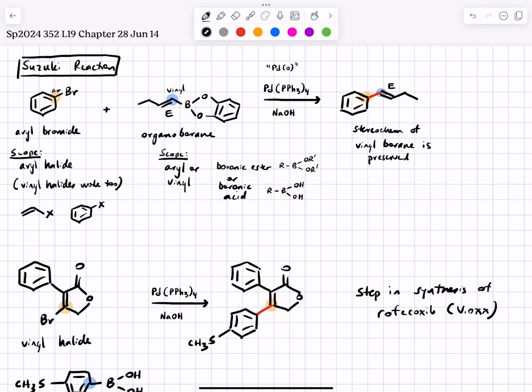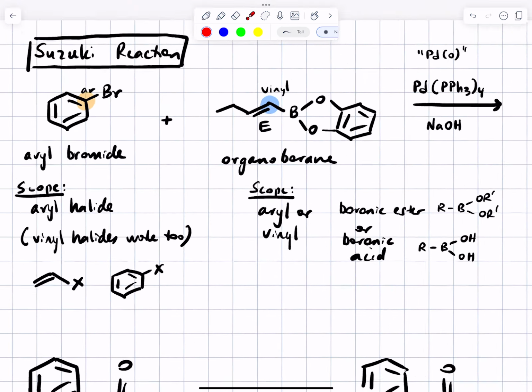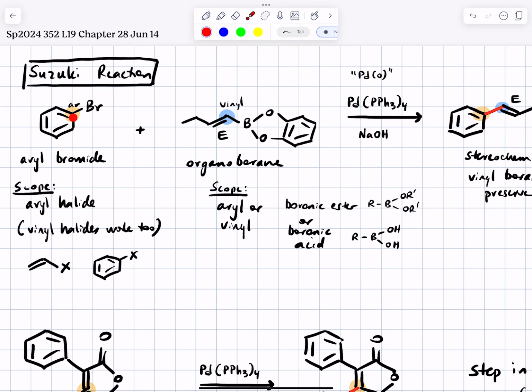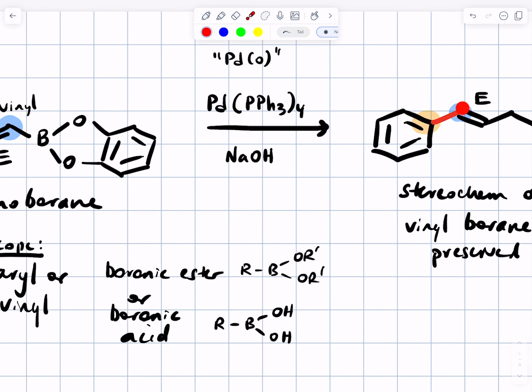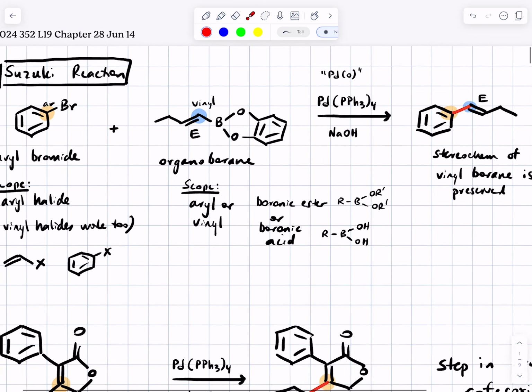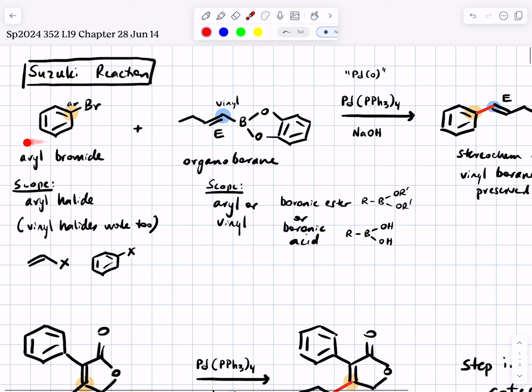For the Suzuki reaction, you couple an sp2 hybridized carbon on an aryl or vinyl halide with the sp2 hybridized carbon on an aryl or vinyl boronic ester. So it's all about, here's the new sigma bond you make. You have sp2 hybridized carbons on either side, and you've got aryl or vinyl here, aryl or vinyl here.